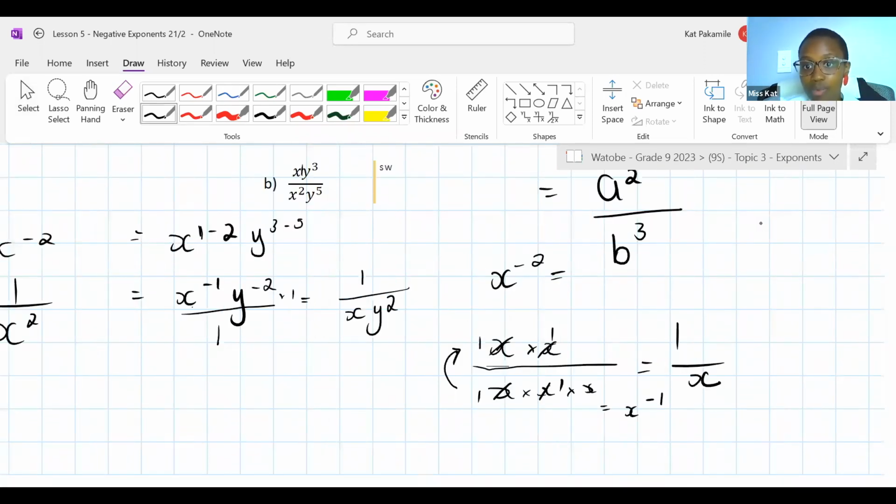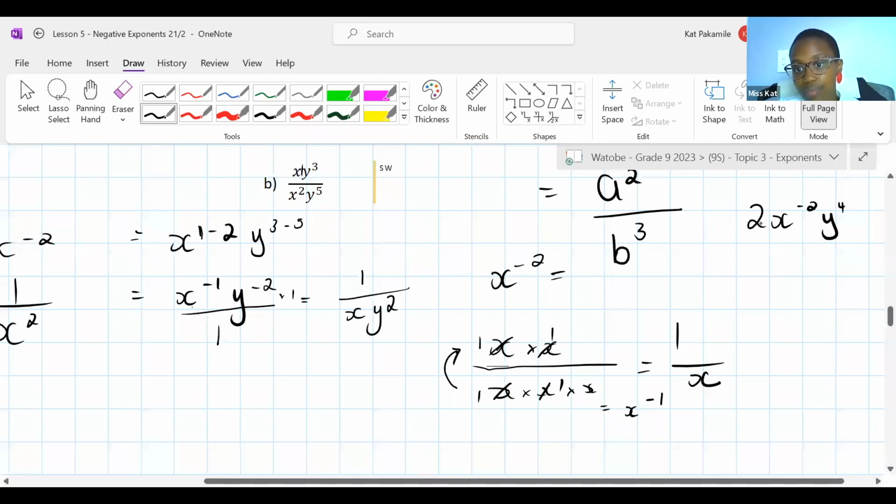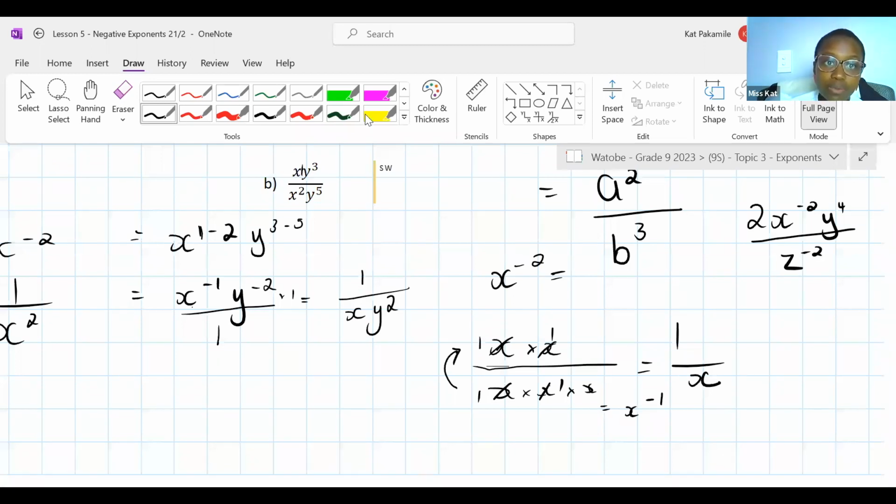You're not taking the 1 that was in the denominator and putting it to the numerator. Let me do another example with you. Let's say we have 2x to the negative 2, y to the 4, all over z to the negative 2. Okay, which ones are moving in this new example?